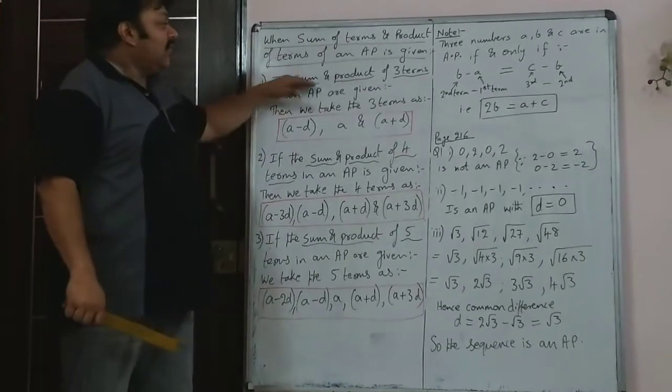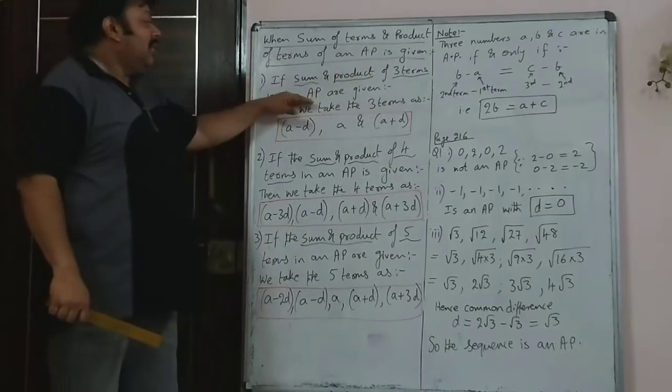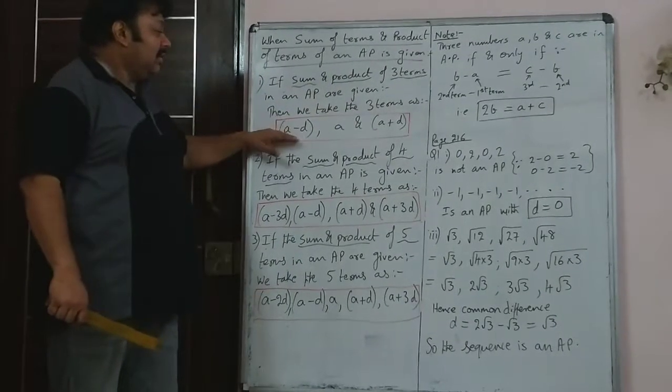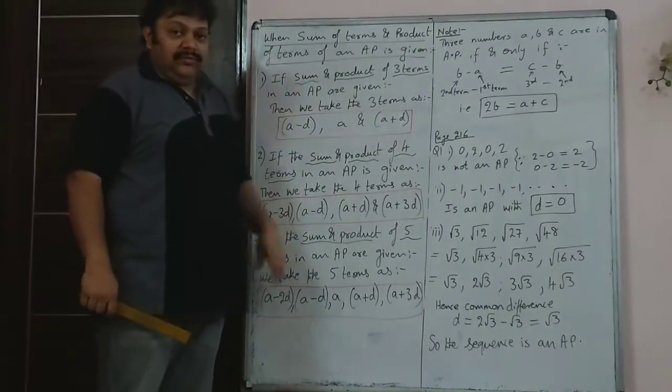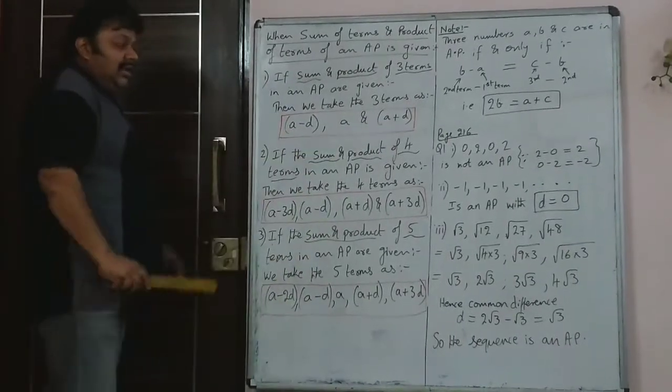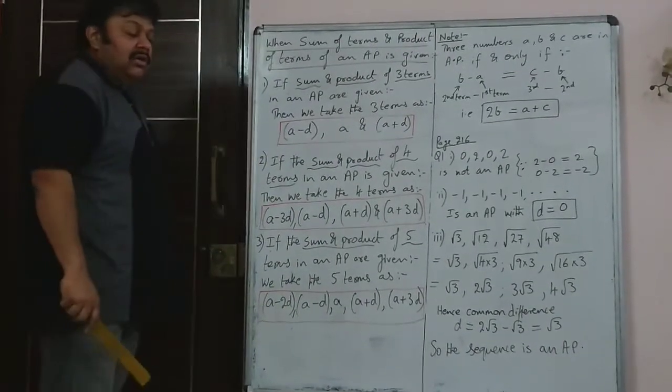So you got A. Then you can find the other things once you know the first term. So that is why, if the sum and product of 3 terms in an AP is given, you will take them as A minus D, A and A plus D. So these are the 3 terms in AP. You will write them and then continue with the sums.